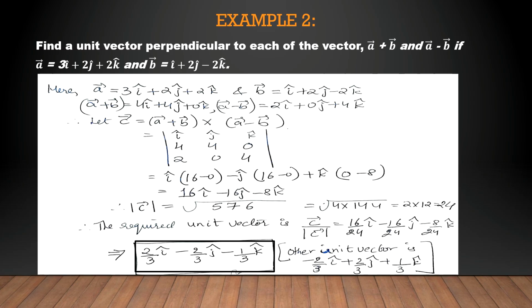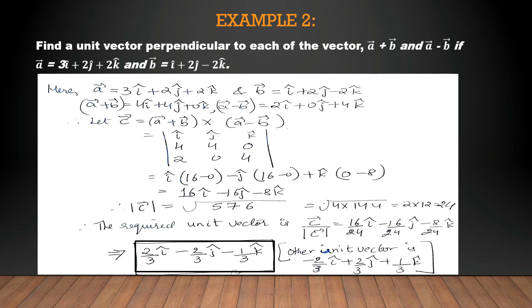So what will be the unit vector? We had seen in the previous video also that any time you want to define a unit vector, it is nothing but the vector upon its magnitude. So the unit vector in the direction of C will be equal to vector C upon its magnitude. So it is 16 upon 24 i cap minus 16 upon 24 j cap minus 8 upon 24 k cap. Hence, the required vector which is perpendicular to both the vectors a plus b and a minus b is 2 upon 3 i cap in simplified form, minus 2 upon 3 j cap, minus 1 upon 3 k cap.